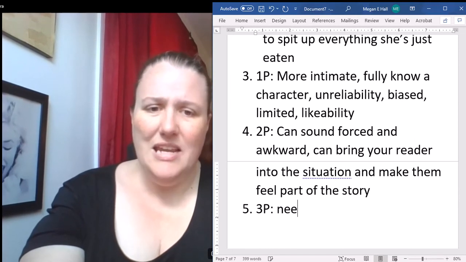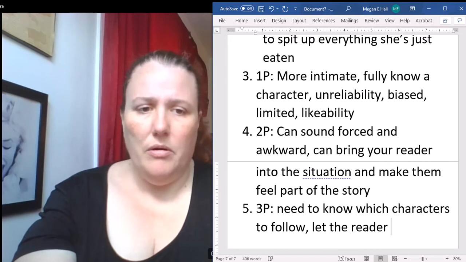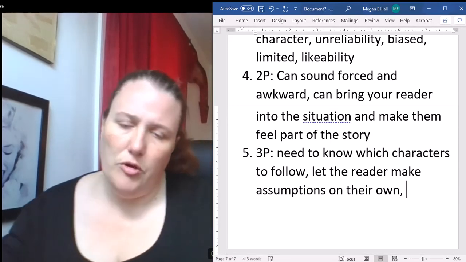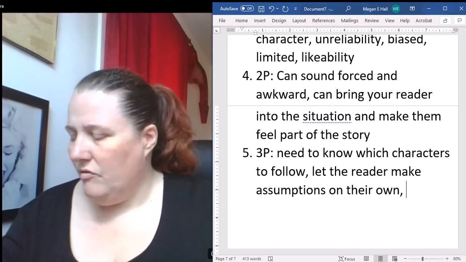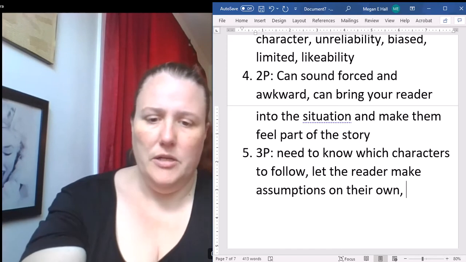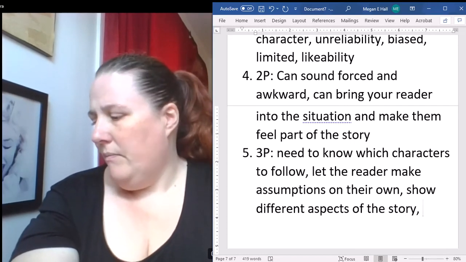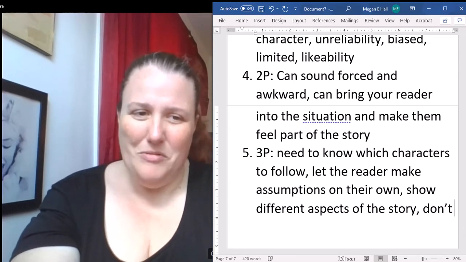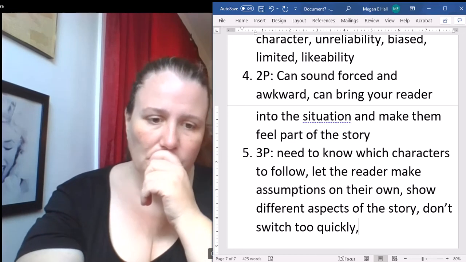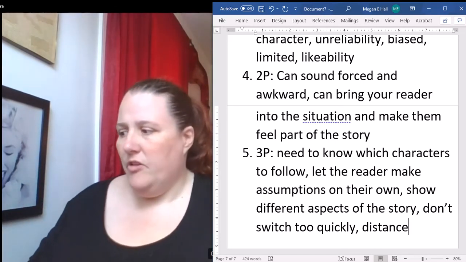With third person, you need to know which characters you want to follow. It can let the reader make assumptions on their own, much more than the biased, really intimate first person point of view, where a lot of times the narration is telling you how to think and feel because it's telling you what the protagonist thinks and feels. Here, especially with third person limited, you can make some of your own assumptions. You can show different aspects of the story with omniscience, as long as you don't switch too quickly and do that head hopping. And you can get a little bit of distance from the events. Sometimes that's good. Bird's eye view might be better than feet on the ground, right?